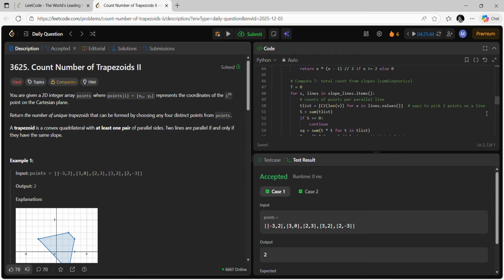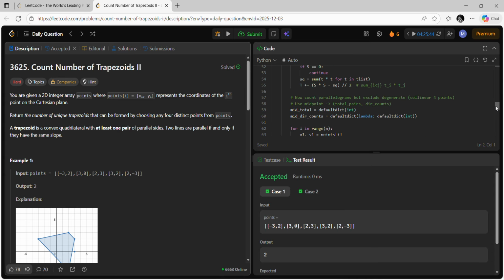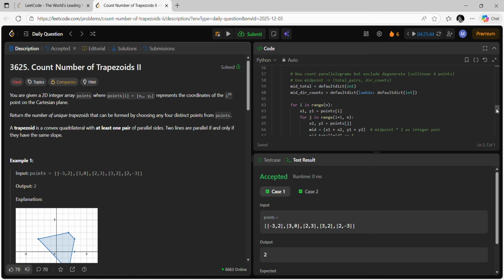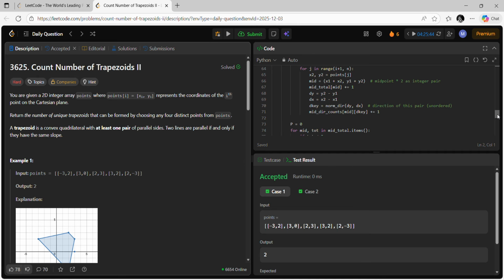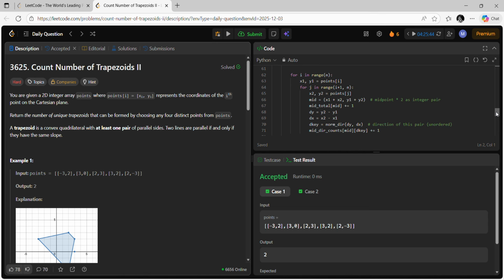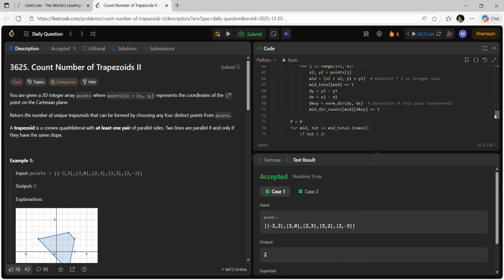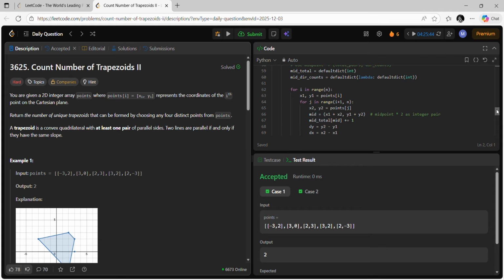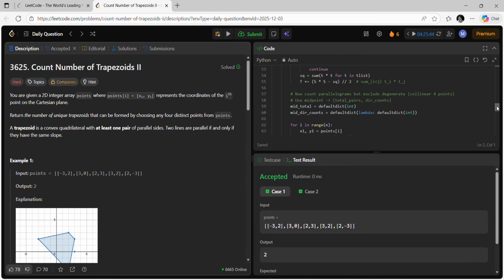pair generation. Now on the line number, so line number 57 to what? 57 to, yes, the total number of points. So line number 57 to 60. Here we prepare to count parallelograms via midpoints.